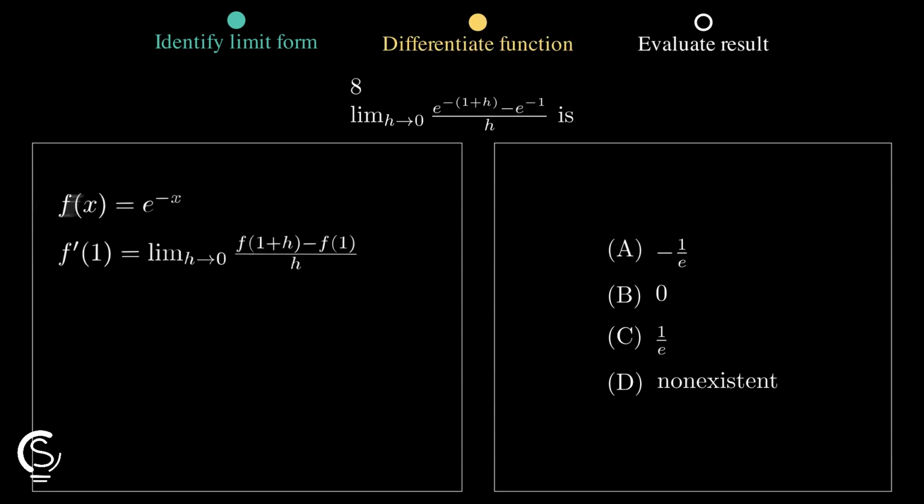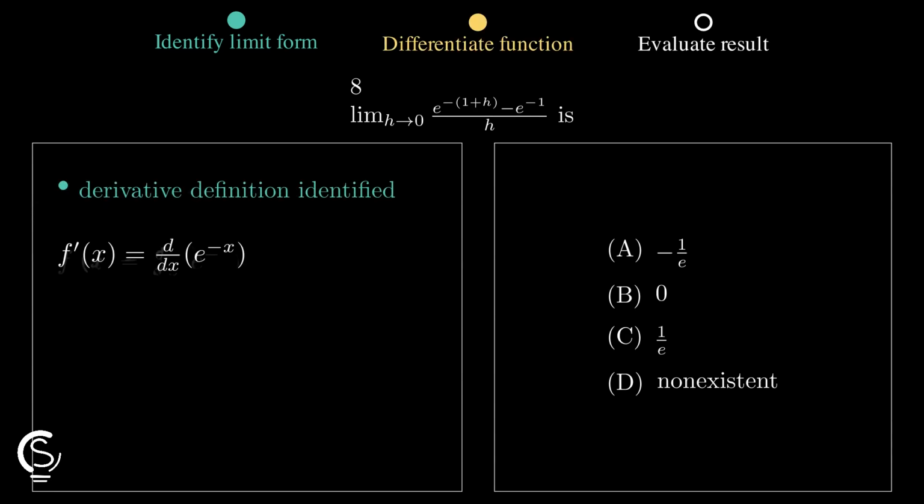Now we differentiate f of x. Using the chain rule, the derivative of e to the negative x is negative e to the negative x. You got this. Keep going.